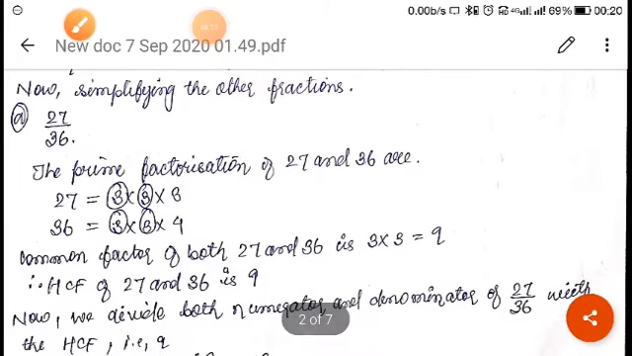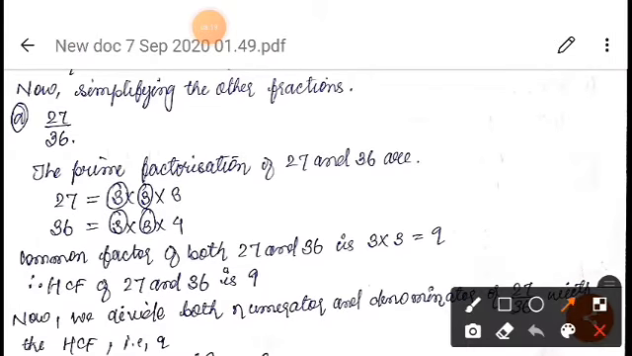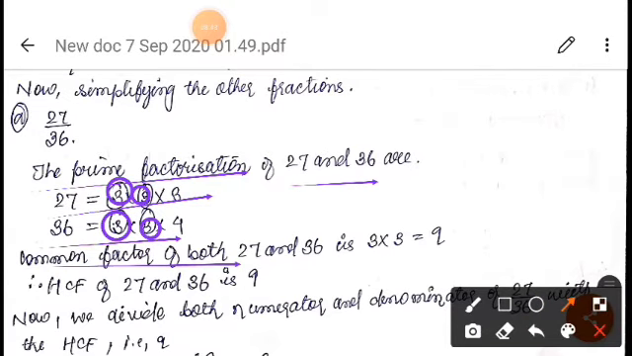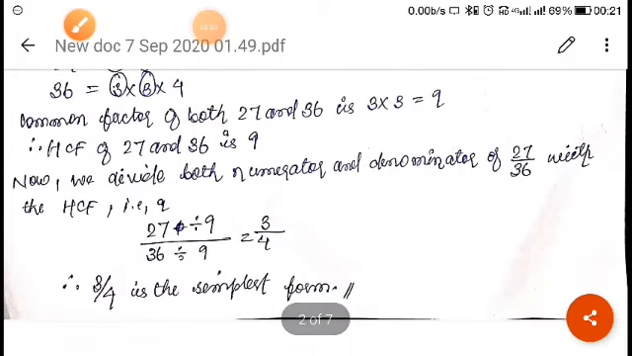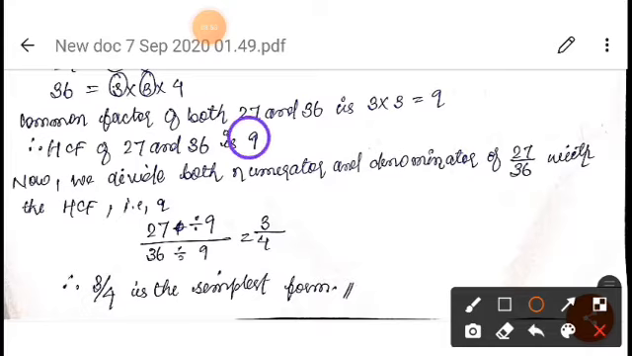Suppose we see number A here. Again, what do we have to do? First of all, we have to find the prime factorization of 27 and 36, as I have done here. You can see 3 into 3 into 3 for 27, and for 36, 3 into 3 is 9, and 9 into 4 is 36, right? So what is common here? You can see this 3 and this 3 are common, this 3 and this 3 are common. So the common factor for both 27 and 36 is 3 into 3, which is 9, right? This 9 will become its HCF. As you can see, this 9 has become its HCF.